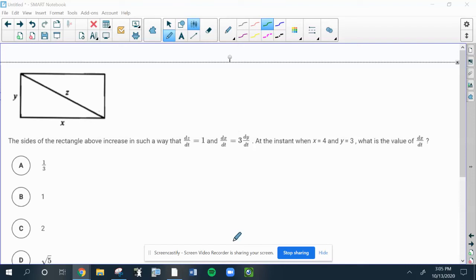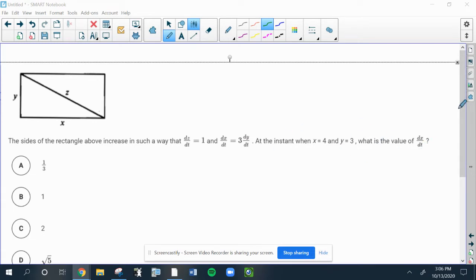Okay, here's the first of three interesting related rates problems I'm going to show you in three separate videos. So this one gives us a rectangle, and it's labeled for us, x, y, and z. Z is the hypotenuse. And it's telling you all this information about its sides and how its sides are changing. Remember, these are rates. So dz/dt is a rate, dx/dt is a rate, and dy/dt is a rate. The rate at which each of these sides is changing.